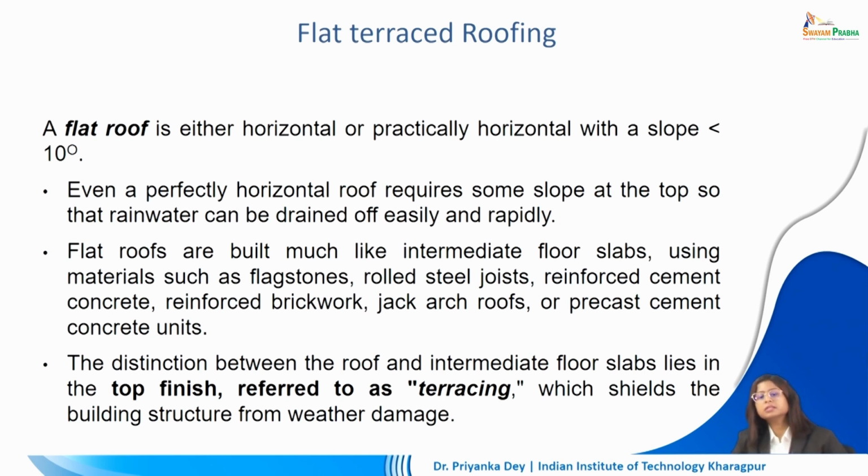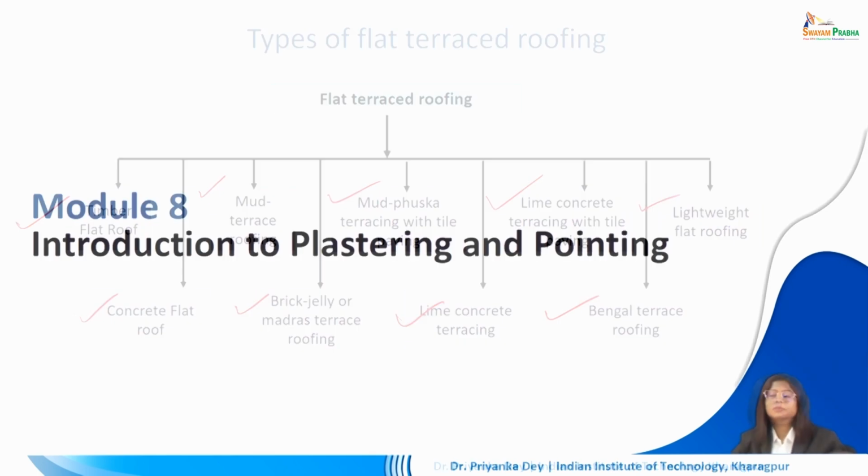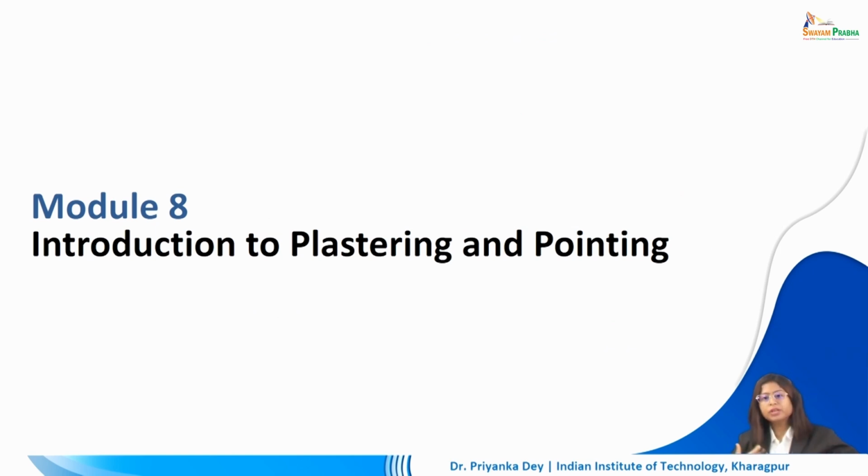So, on top of this, a certain amount of terracing is done. This terracing can be done using many processes. We can have some amount of mud terracing. That's a very common affordable way of terracing. We can have mud phuska terracing with tile paving, lime concrete terracing with tile paving. We can have light roof materials, metal members, etc., sheet decking on top to protect it. We can have timber or concrete flat roofs, and it is treated accordingly. We can use brick jelly or Madras terrace roofing, lime concrete terracing, and of course Bengal terrace roofing on top of our flat surface.